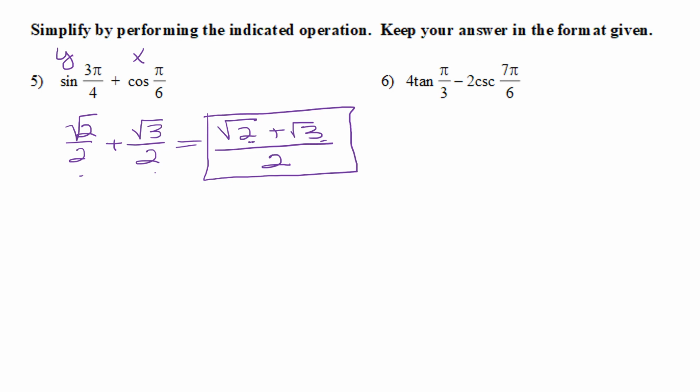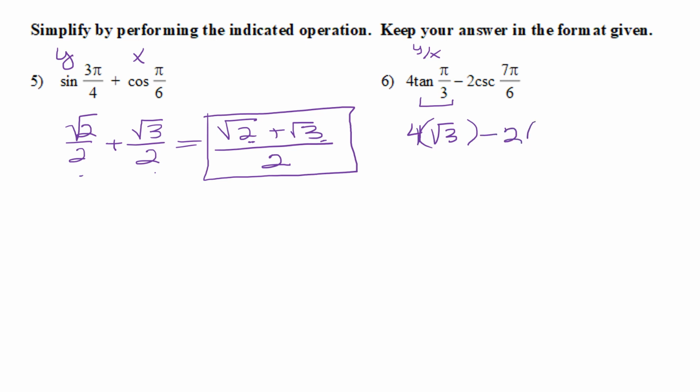All right, number 6, 4 multiplied by tangent of pi over 3 minus 2 multiplied by cosecant of 7 pi over 6. So I need to find the ratio y over x for tangent of pi over 3, which will give us just the square root of 3, and then I need to multiply that by a 4.